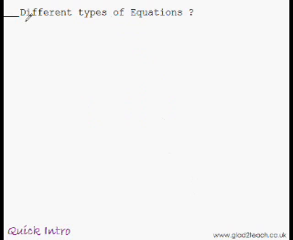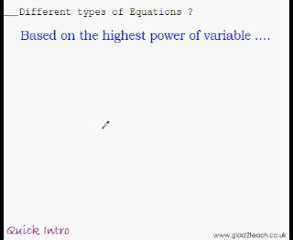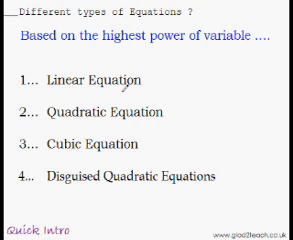So can you tell me what are the different types of equations? If you are trying to classify them on the basis of the highest power of the variable, then it can be a linear equation. Let me give you an example. This is the same equation we solved a few moments back, and here you can see that the highest power of x is 1. So any equation which has the highest power of the variable as 1 will be called a linear equation.